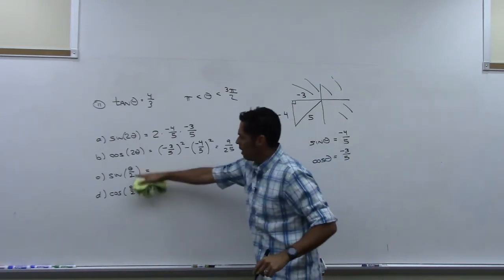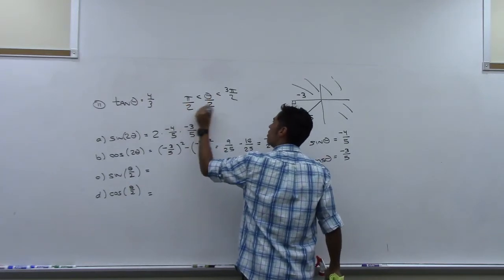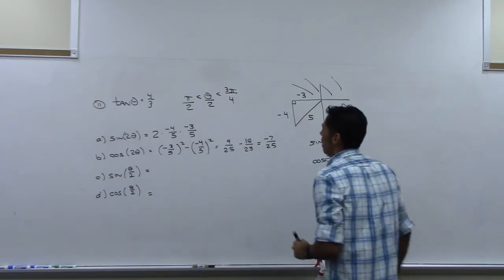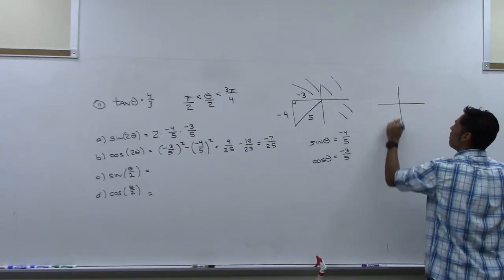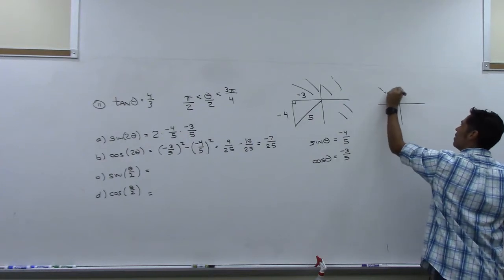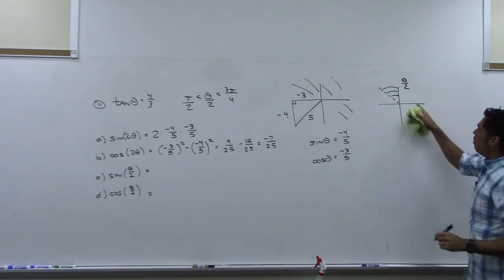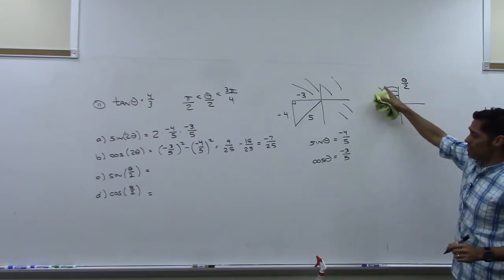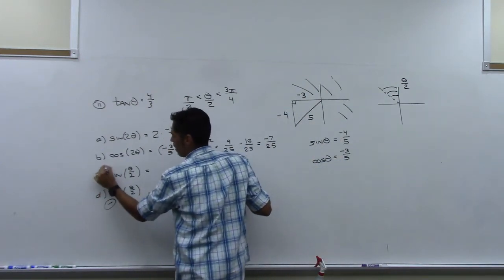Now I need to figure out where theta over 2 lives. So I divide this by 2, divide that by 2, divide this by 2, which makes that 3 pi over 4. So that means theta over 2 lives between pi over 2, which is straight up, and 3 pi over 4, which is about right there. So we are in the 2nd quadrant. Theta over 2 is in the 2nd quadrant, which means our cosine is going to be negative and our sine is going to be positive. So let's keep that in mind. Our cosine is going to be negative and our sine is going to be positive.